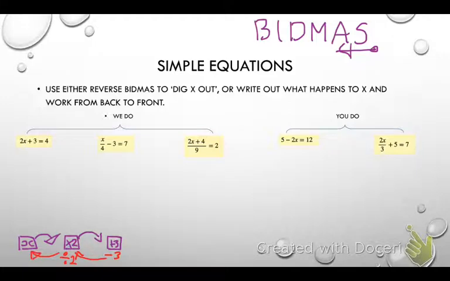So x would have started out on its own, then we've multiplied it by 2 and added 3 to it in this equation. So to undo that, we're going to take 3 away and we're going to divide by 2. You can also see how that works in the opposite operations.